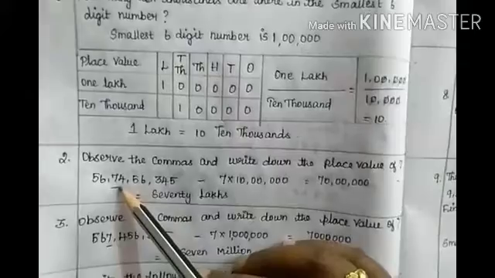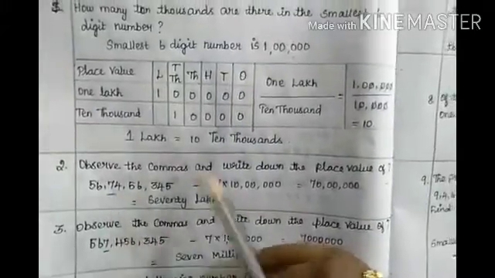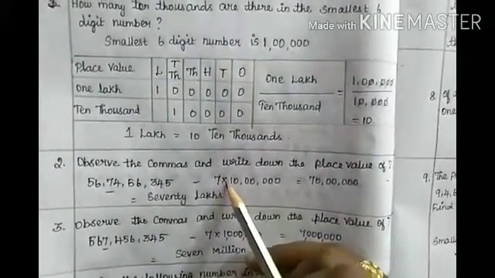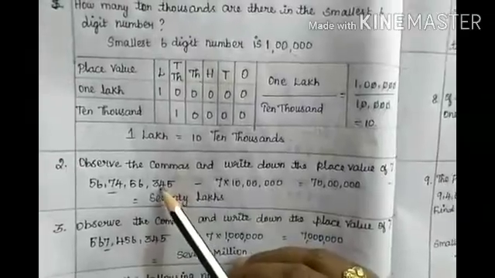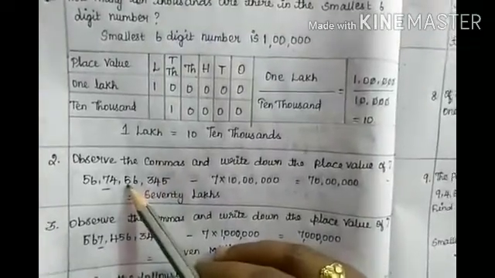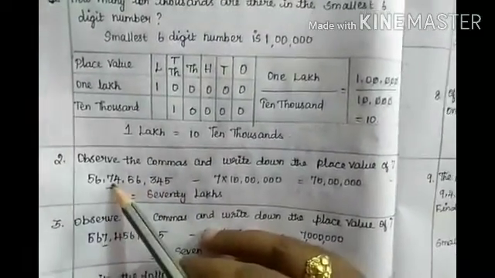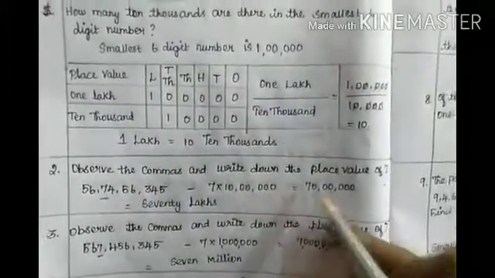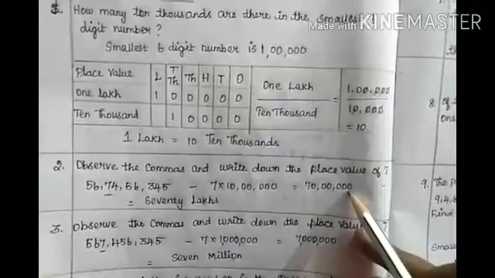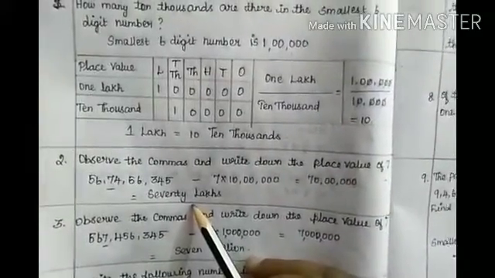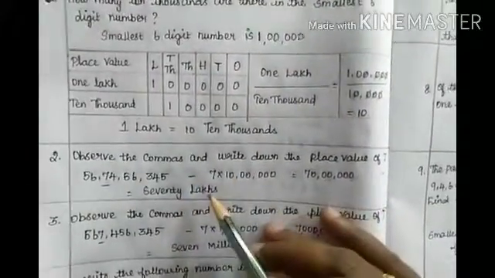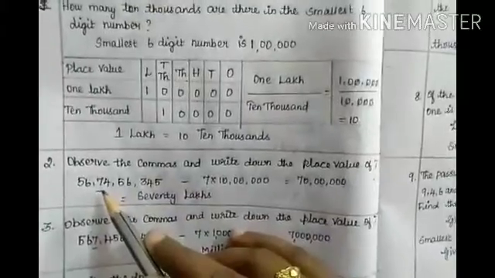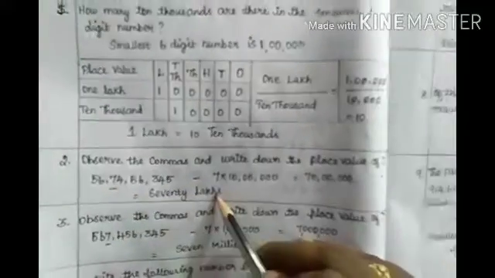Okay, so the place value of 7. I am going to write 7 into ones, tens, 100, 1000, 10,000, lakh, 10 lakh. So I have written 10 lakh here. 7 into 10 lakh equal to 70 lakhs. So the answer is 70 lakhs. According to our Indian system, the place value of 7 is 70 lakhs.